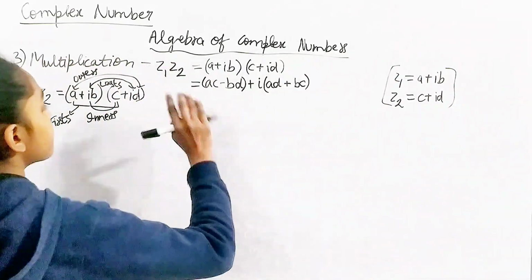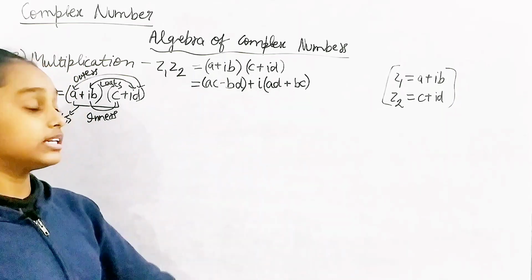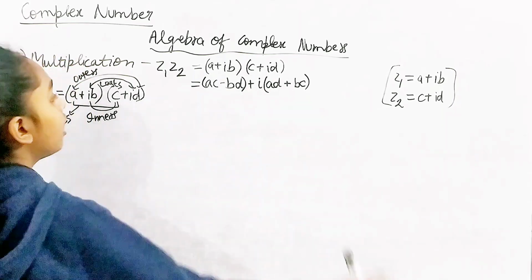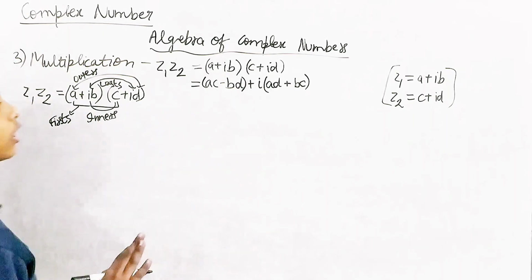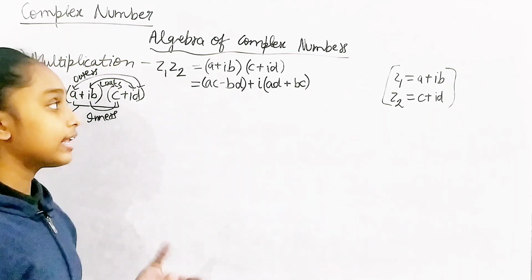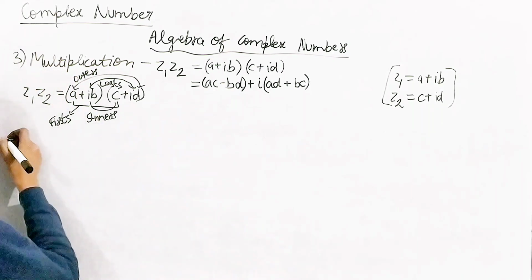So, what do we get? Finally, we get AC minus BD plus iota times AD plus BC. Okay? So, let's move on. I hope it is clear to you. And now let's talk about its properties. Now the properties come.